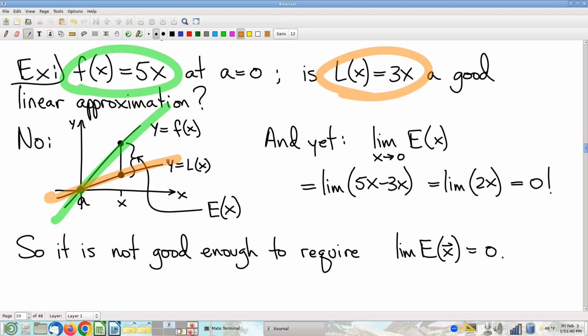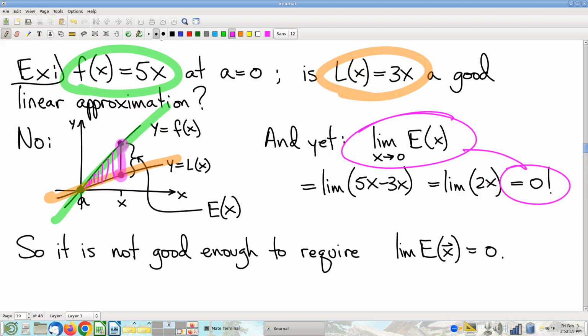I mean, at a casual glance, you can see this is obviously not a good linear approximation of this, in fact, a linear function, right? Obviously, the linear approximation should be, well, the function itself in this case. But what's actually wrong with this as a linear approximation? If you look at the error, the error is the difference of these values. Those errors, as you get closer and closer to 0, get smaller and smaller, and the limit of those errors is in fact 0.